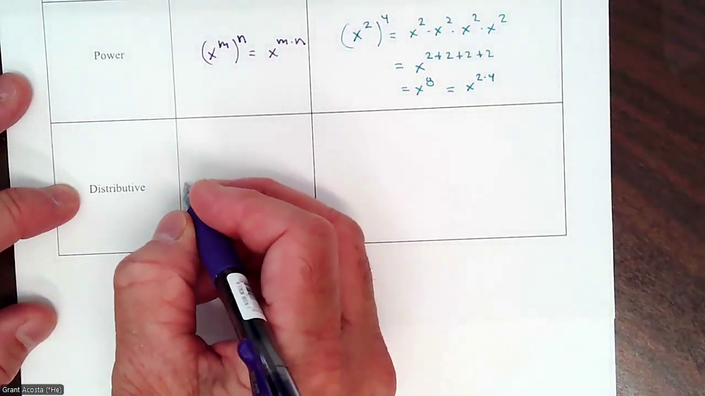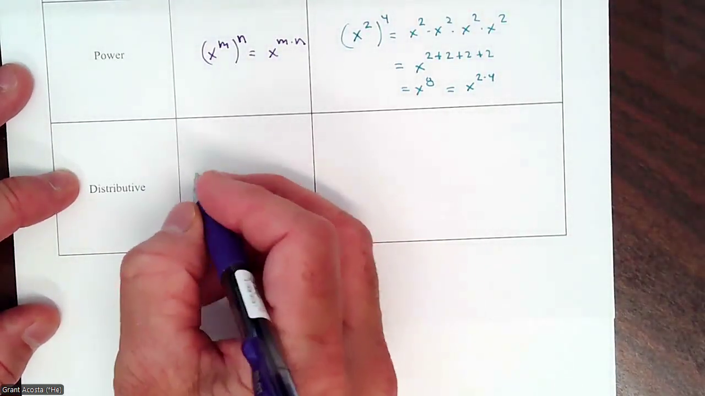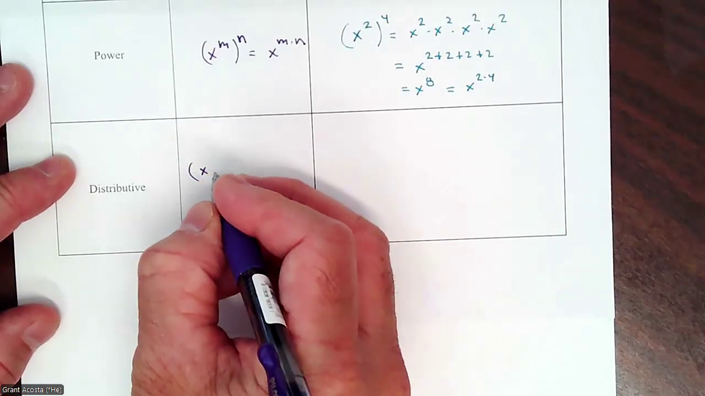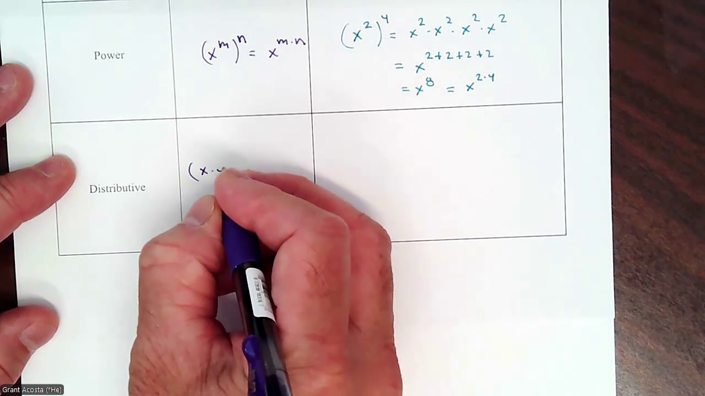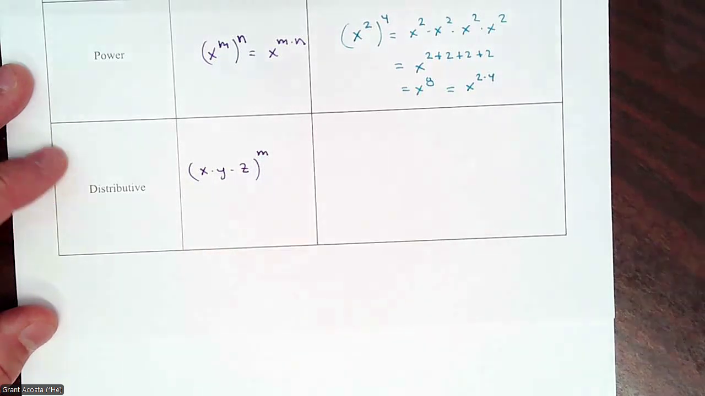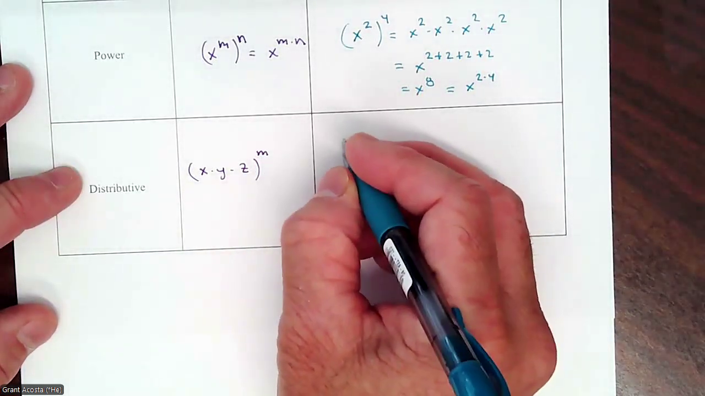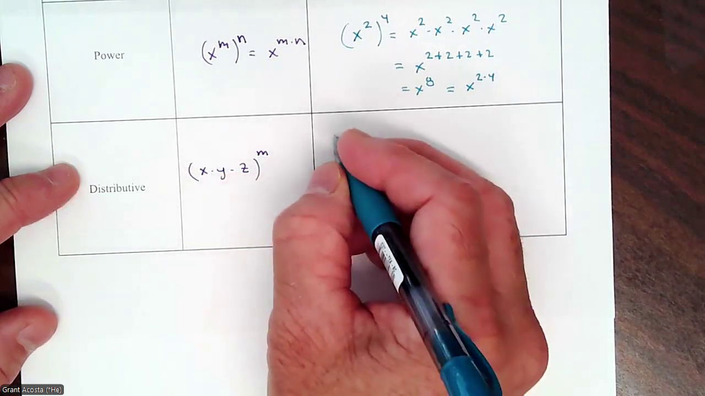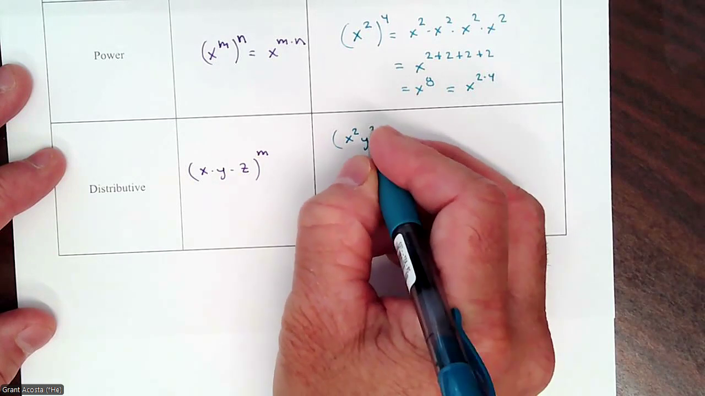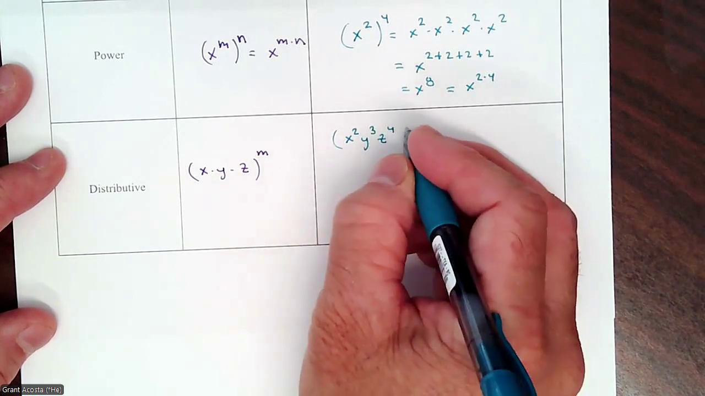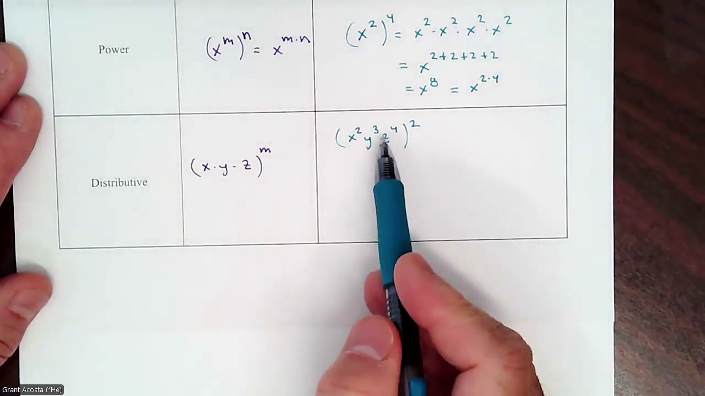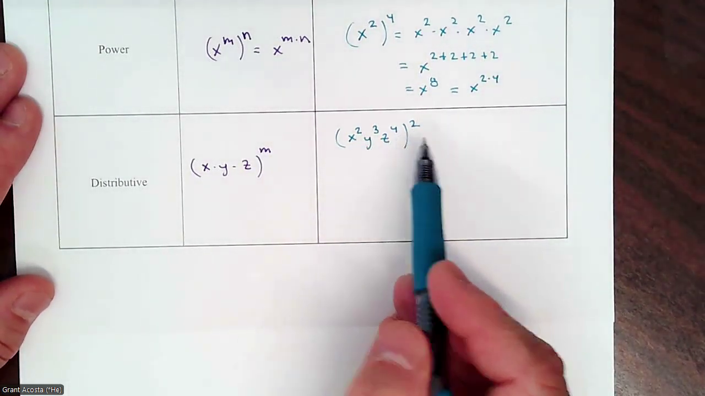The distributive property, what I mean by that is what if you had multiple things like x times y times z, and that was raised to the m power. So for example, let's say I have, and I can give these powers too if I want to, x squared y cubed z to the fourth raised to the second power. What do I do, right? I've got lots of powers here.